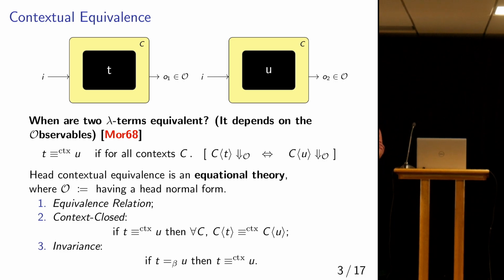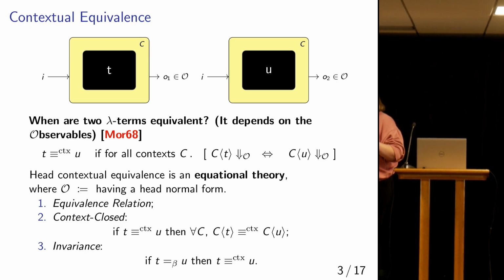So this head contextual equivalence is an equational theory, and what I mean by this are the 3 points: that it is an equivalence relation, that it is context closed, stable by context, and that it is also invariant, stable by beta equivalence. And so the first 2 points are really easy to see from the definition of contextual equivalence. The last point requires a bit more work.